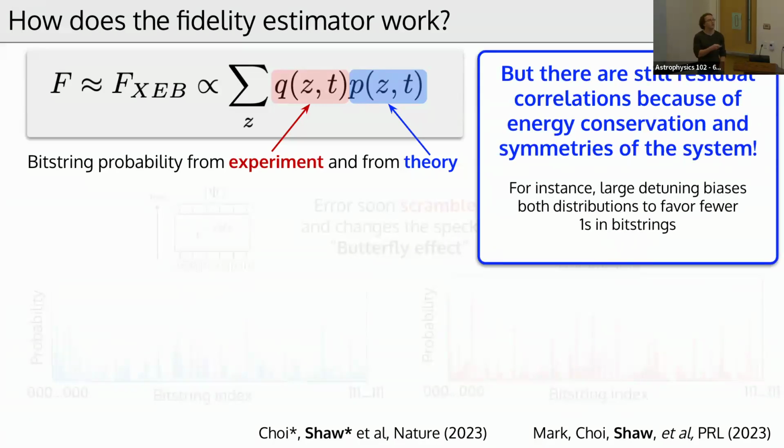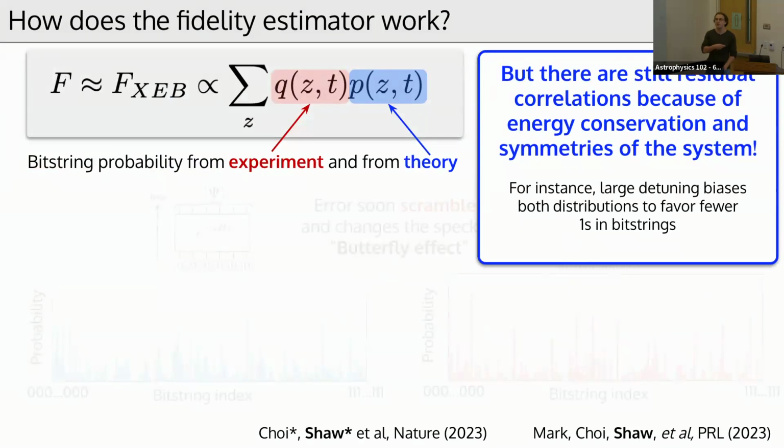This works if the dynamics are explicitly randomized, but the problem is, if you're thinking about a Hamiltonian system, there are residual correlations which can exist because of things like energy conservation or symmetries of your system. So for instance, the easiest way to think about it is that if you have some large detuning in your Hamiltonian, that will bias both your Q and your P to have very few bit strings with ones in them. And this will introduce correlations between these two different distributions, which will bias the fidelity estimator and generically make it not work.